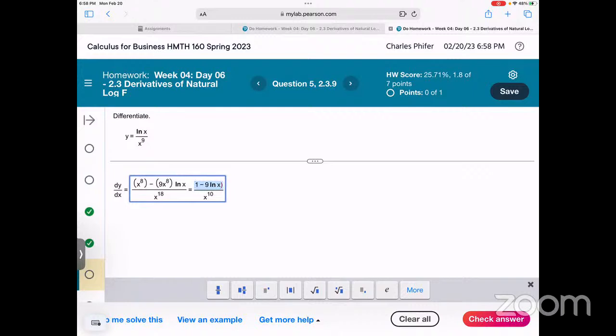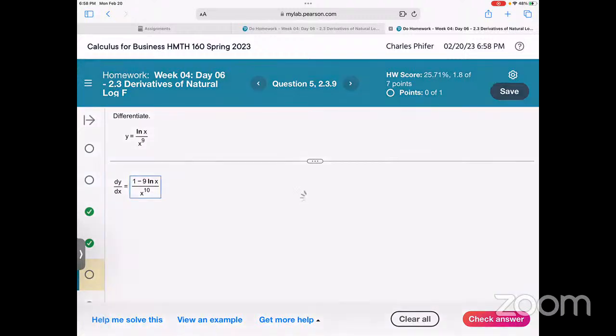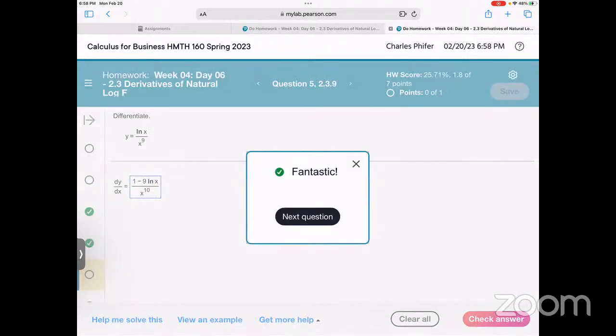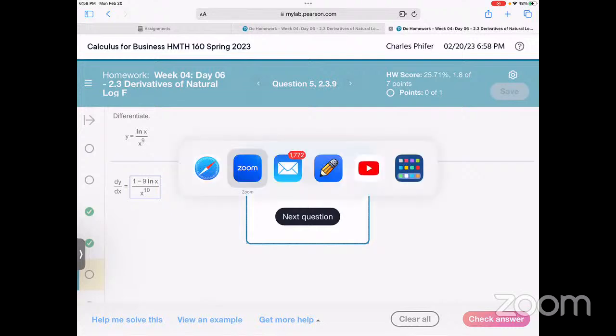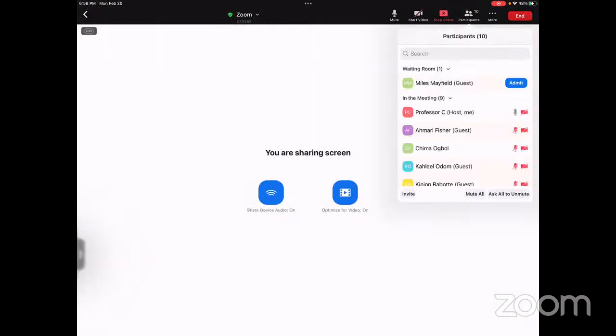Let me just get rid of all this other stuff. Okay. Let's go with it. Let me check on you guys on Zoom. I know it's a little intense. We only got 10 minutes, right? So get this student.